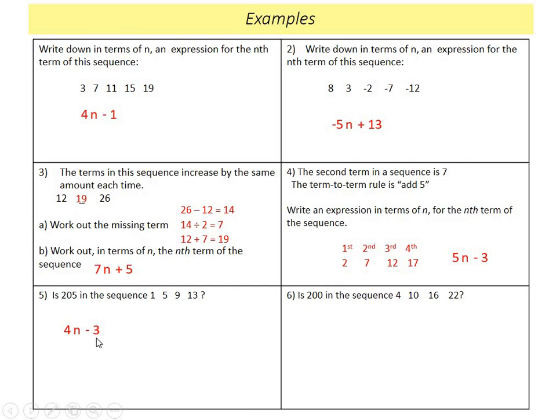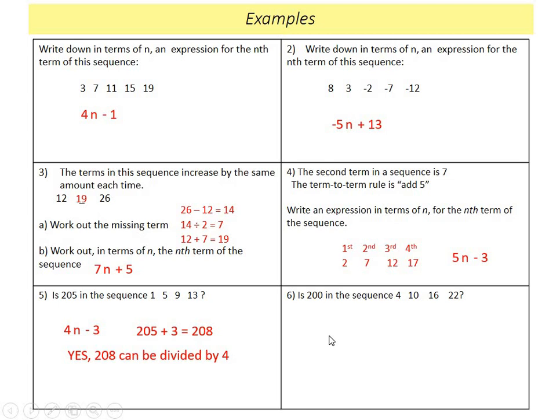Now I'm going to use this to work out if 205 is in the sequence by working backwards. So if 4 times the number minus 3 is 205, if I work backwards and add 3 to get 208, if 208 is divisible by 4, then it's in the sequence. And 208 is divisible by 4 because I can halve it and halve it again. And so I know that 205 is a number in the sequence.